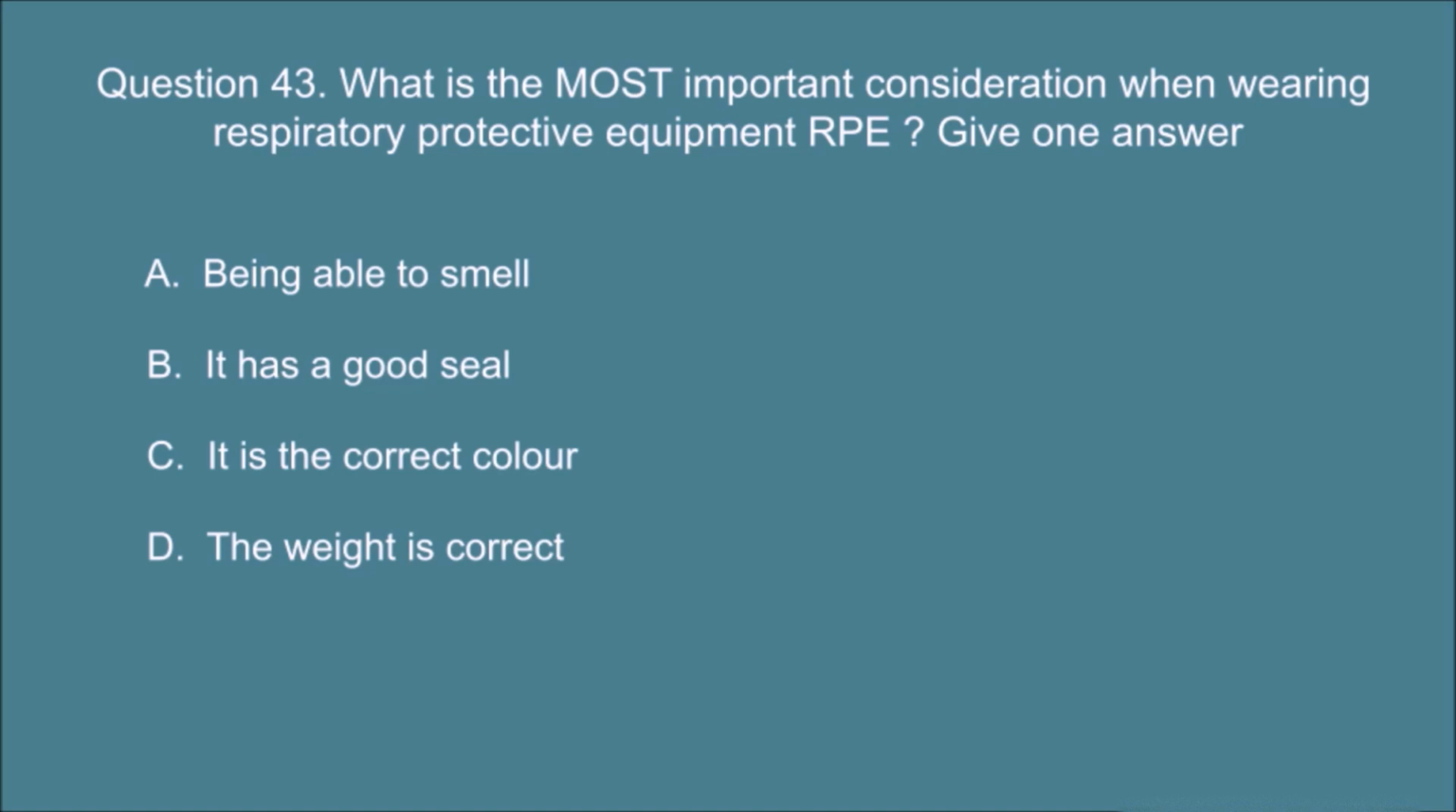Question 43. What is the most important consideration when wearing respiratory protective equipment, RPE? Give one answer. A. Being able to smell. B. It has a good seal. C. It is the correct color. D. The weight is correct. The correct answer is B. It has a good seal.